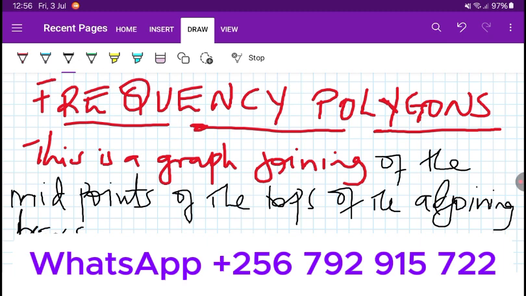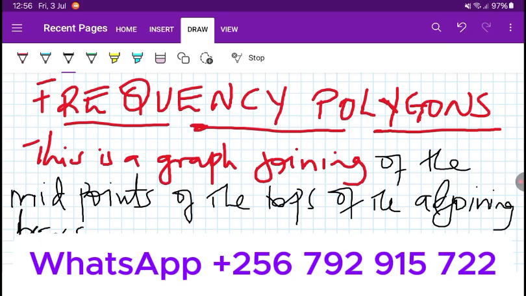Meaning that when we are drawing these lines, when we are drawing these polygons, we always use lines, but these lines have to connect to the horizontal axis so that they can complete. You don't just draw it as if you are drawing a line graph. What differentiates this from a line graph is the fact that this is supposed to touch the horizontal axis to complete a frequency polygon, or to complete a polygon.